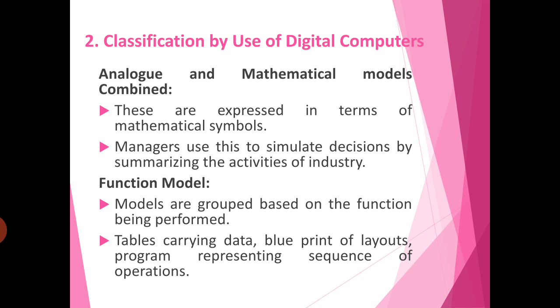For example, managers use this type of models to simulate their decisions by summarizing the activities of industry in a scaled down period. Second is function model. Here, models are grouped based on the function being performed. For example, a function may help scientists understand tables with data, blueprint of layouts, program representing sequence of operations, etc.